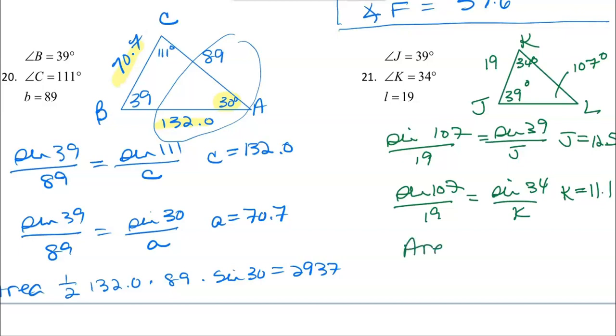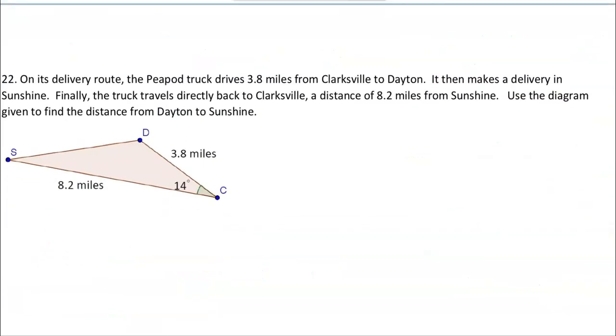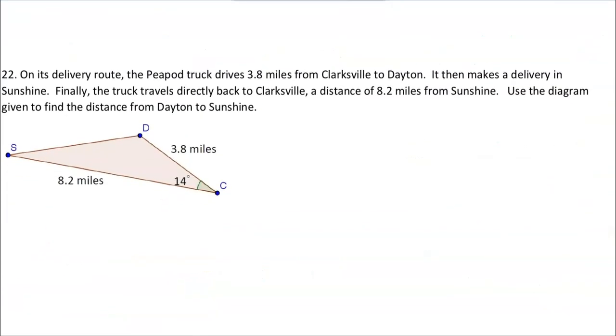So now area. I did 1/2 times 11.1, which was k, times 12.5, which was j, times the sine of 107. So again, I'm doing this little triangle, or this little trio there, and I got area to be 66.3. Done. Okay, word problems.